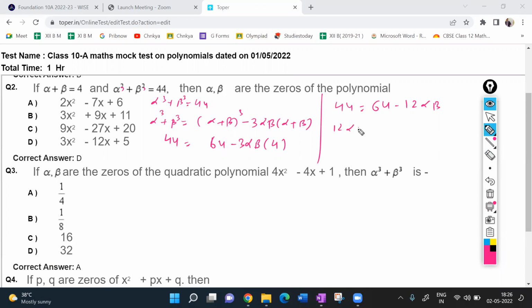12 alpha beta is equal to 64 minus 20 beta here. Alpha beta is equal to how much? 5 by 3. Correct? Understood? Getting my point? 5 by 3, isn't it? So I got the 5 by 3.